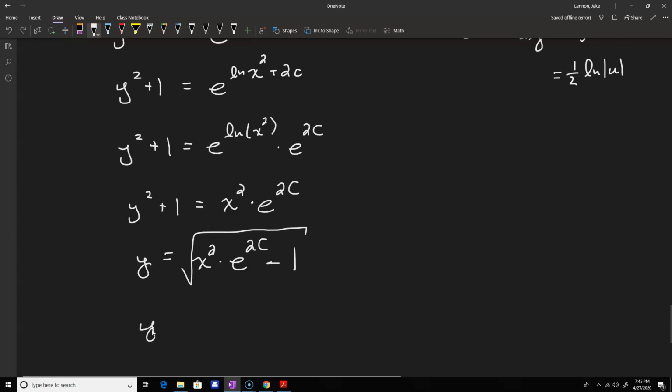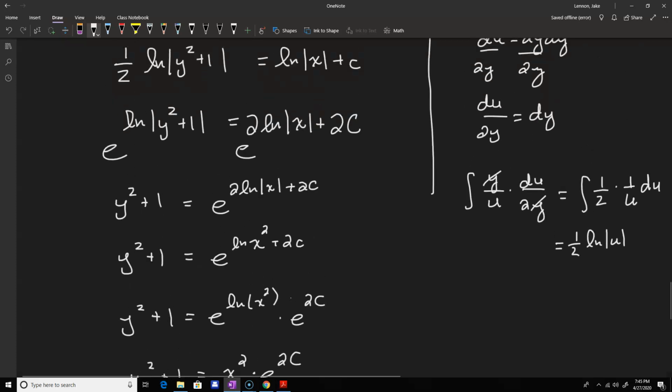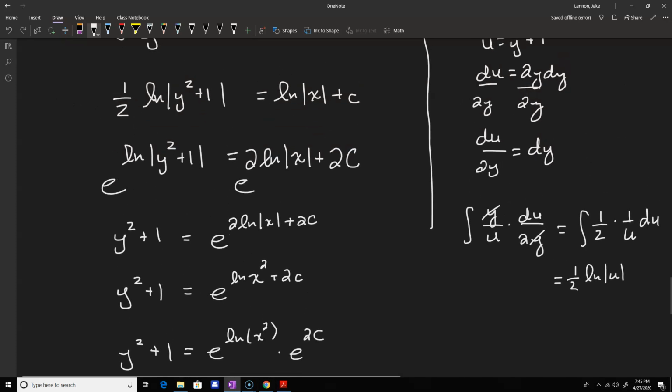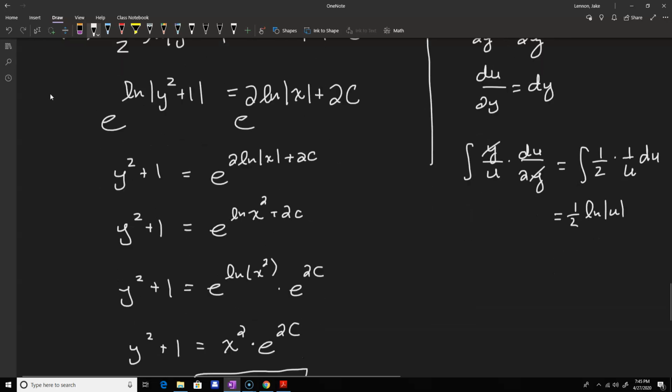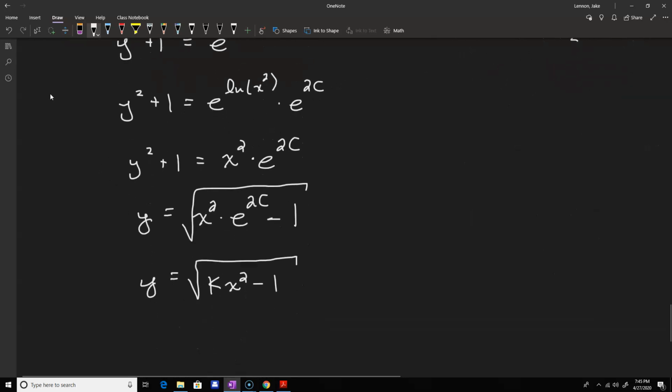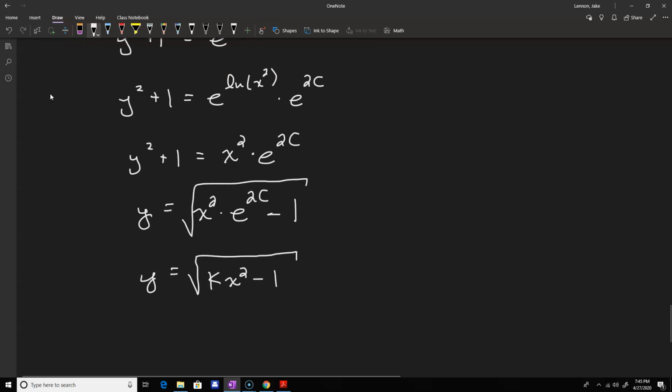And then a common trick is, since e to the 2c is an arbitrary constant, we could just call that by a new arbitrary constant name, say capital K, so we get the square root of K x squared minus 1, something like that. And that would be the solution for y. Again, that's not typically necessary for us, so usually I would just end the problem once we've found the solution up here. So usually I stop there. But okay, if you want to solve for y, you can, but usually that requires just a bunch of algebraic manipulation.